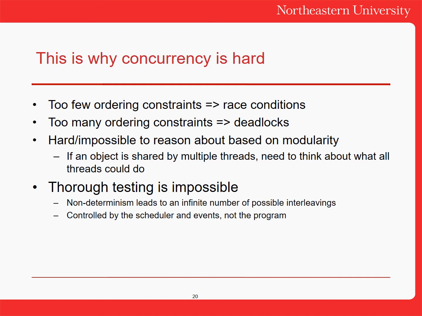If you have too few ordering constraints, you don't lock enough of your shared variables, you get race conditions. But if you lock things in slightly random or uncontrolled ways, you introduce deadlocks. So this makes testing of concurrent systems really, really hard, because there's essentially an infinite number of interleavings and you can't test them all.